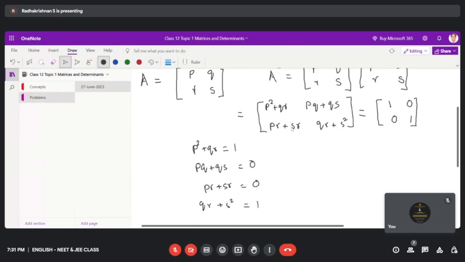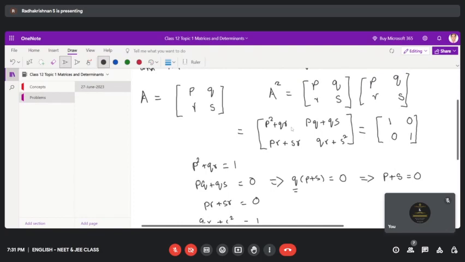Okay, so let us look at this. This is telling that Q into P plus S equal to 0. It is given that none of the elements are zeros. That means Q is not 0. So what does it tell us? What is P plus S? Sum of the diagonal elements, right?